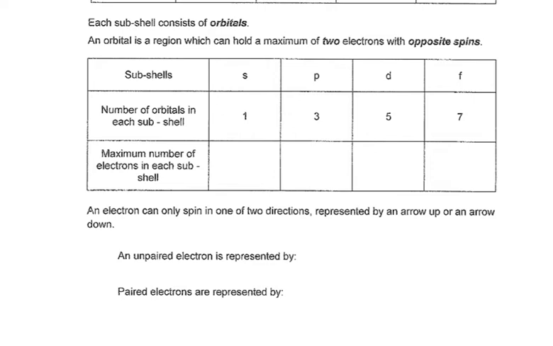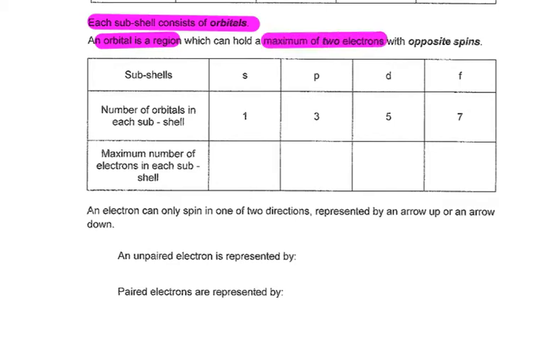So let's take a look at orbitals now. Each subshell is made up of orbitals, and an orbital can hold a maximum of 2 electrons, and those electrons will have opposite spins. Let's take each subshell in turn. We'll start with the S subshell.